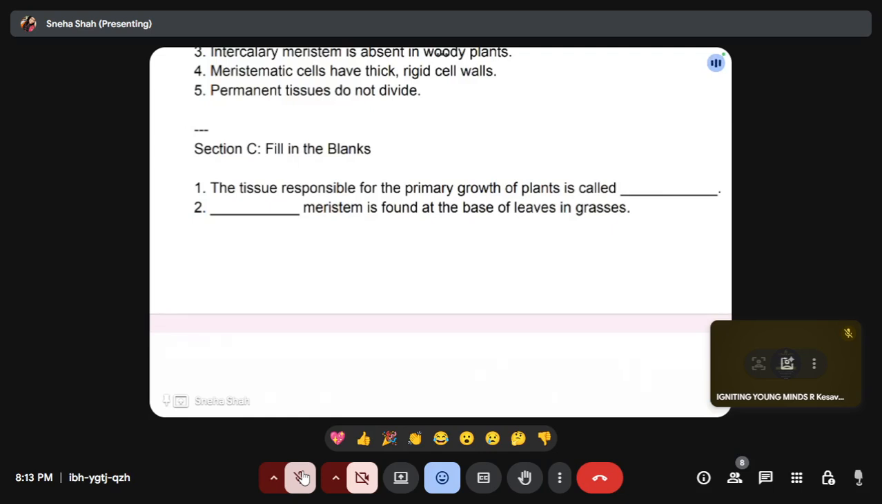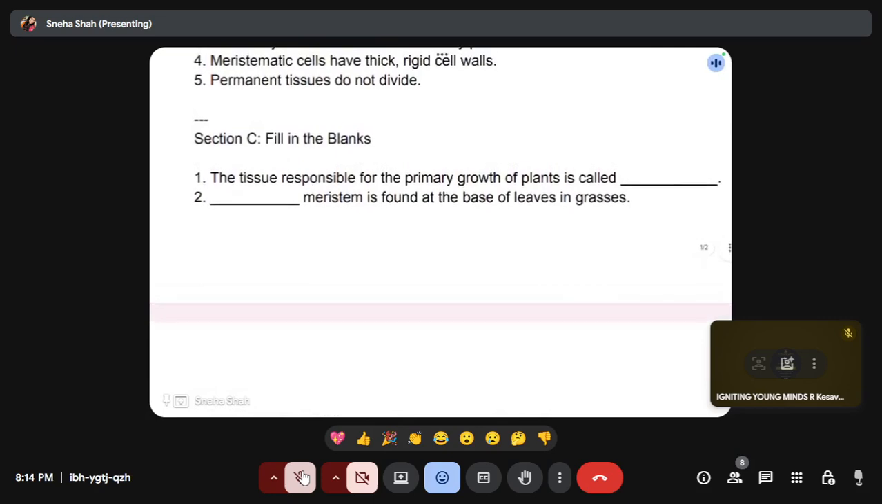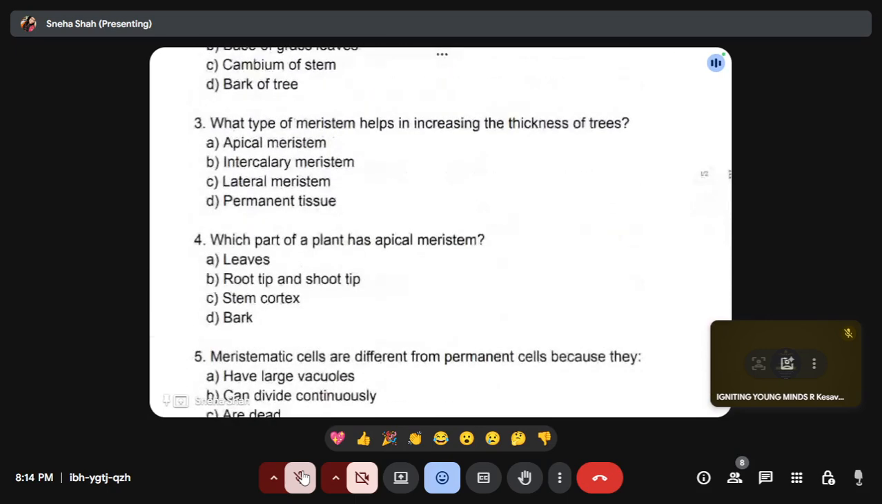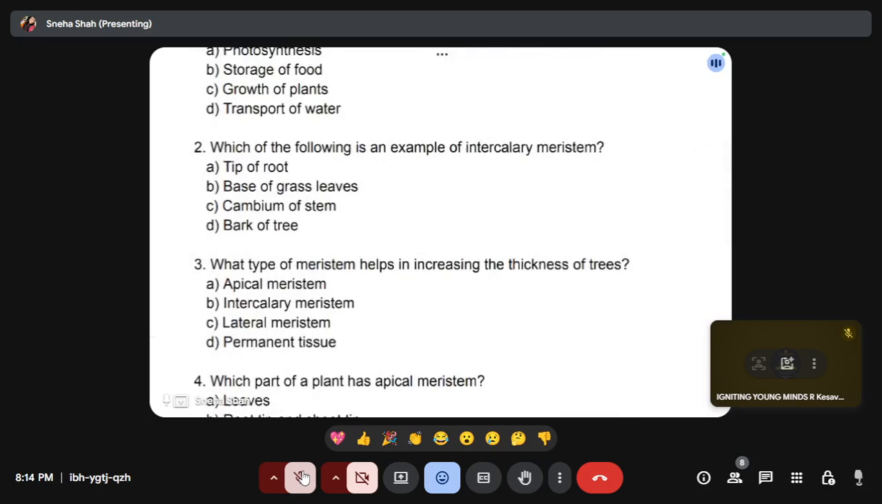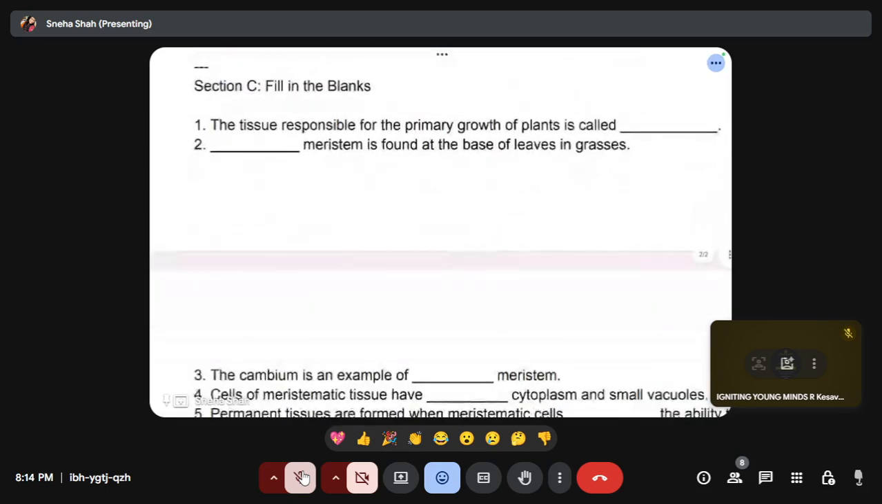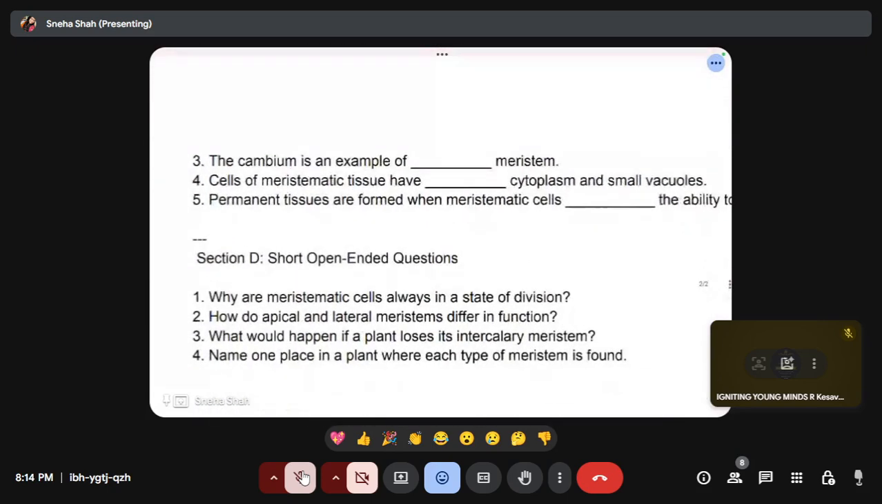Dash meristem is found at the base of leaves in grasses. Base of leaves. It is always intercalary. Where is intercalary meristem present? At the base of grass leaves. So basically any leaves will have intercalary meristem at their base or at their nodes.